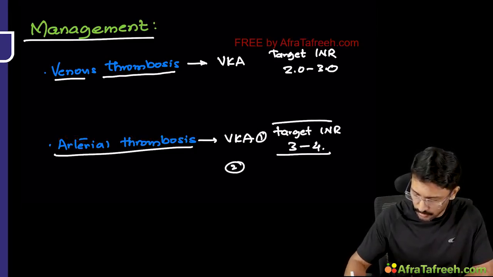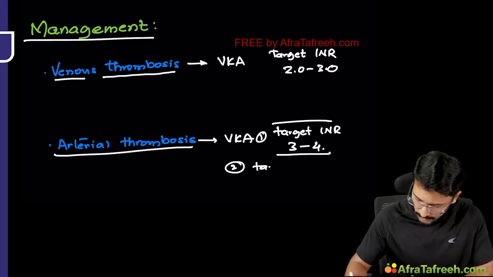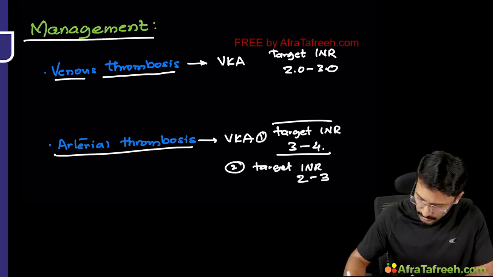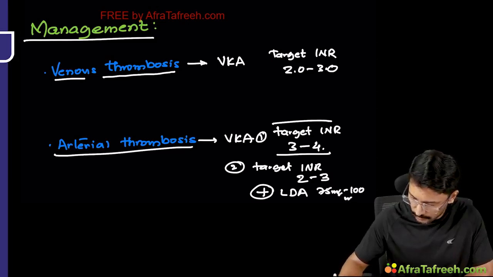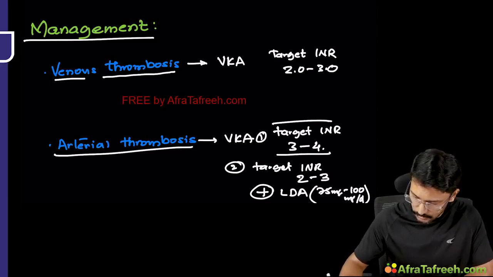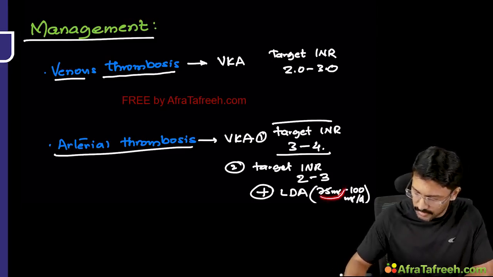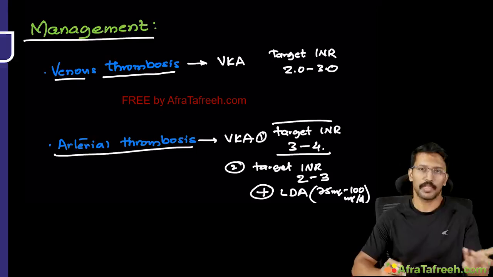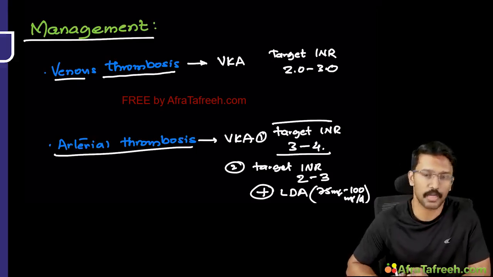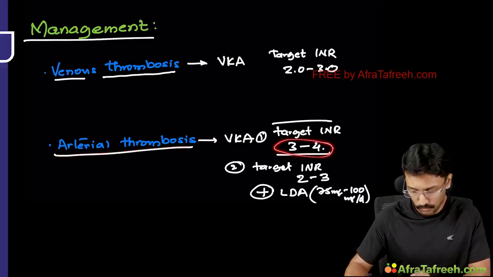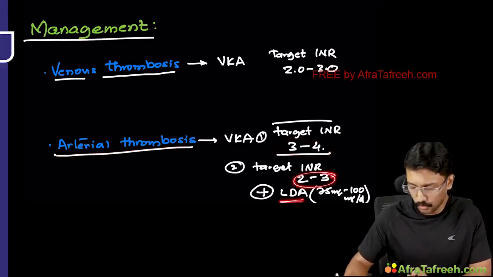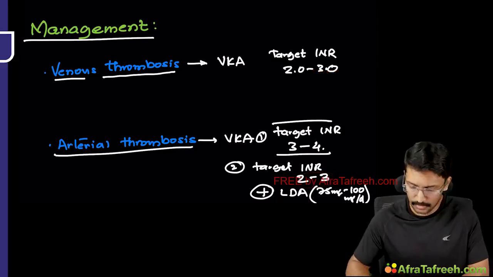The second approach is you can give them a target INR of 2 to 3, but in that case, you are also giving them low dose aspirin, which can be anywhere between 75 to 100 milligrams per day, right? So in India, mostly we would be sticking with 75 milligrams. Anyway, we don't have 81 milligrams readily available in our market. So that's the approach. If there is arterial thrombosis, your target INR is 3 to 4, or 2 to 3 with low dose aspirin. Okay, so this is about arterial thrombosis.